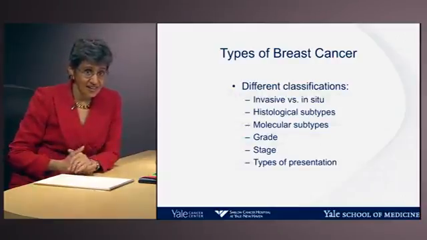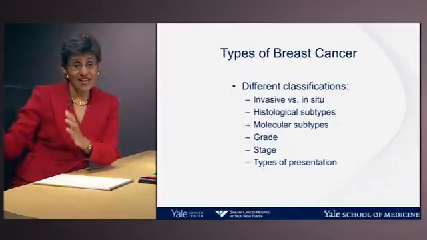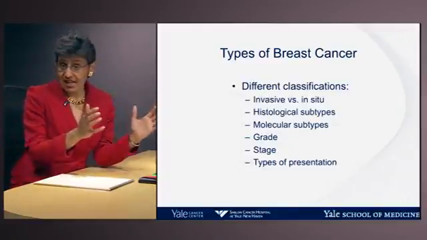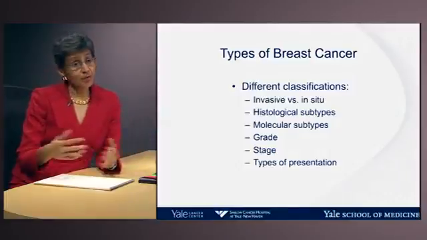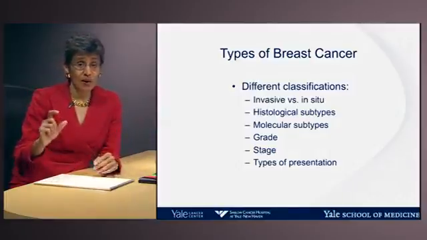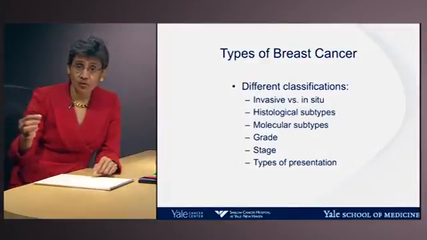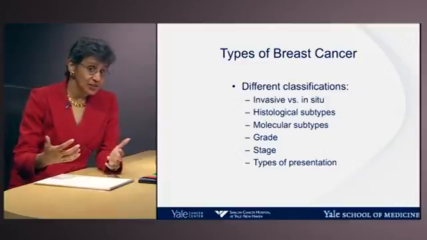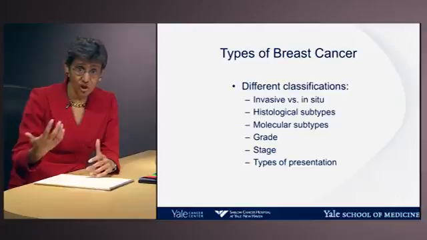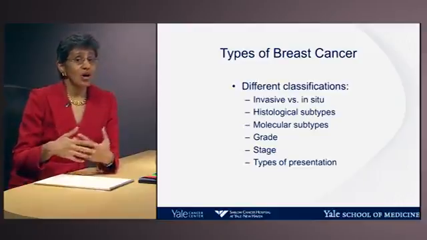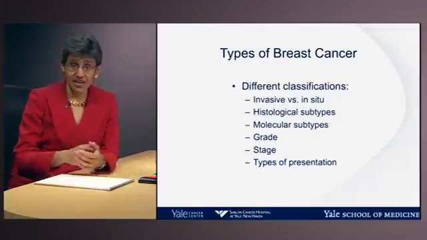A lot of people talk about different types of breast cancer, and to be honest, I'm always a little bit confused when people use that term, types of breast cancer. It really depends on how you classify things. So some people will talk about invasive or true cancers versus in situ or pre-cancers. Other people will refer to types of breast cancer by the histologic type, that is to say, the cell from which the cancer arose. Other people will look at molecular subtypes, particularly in the current era of genomics. And yet other people will talk about grade and stage as being different types of cancer.